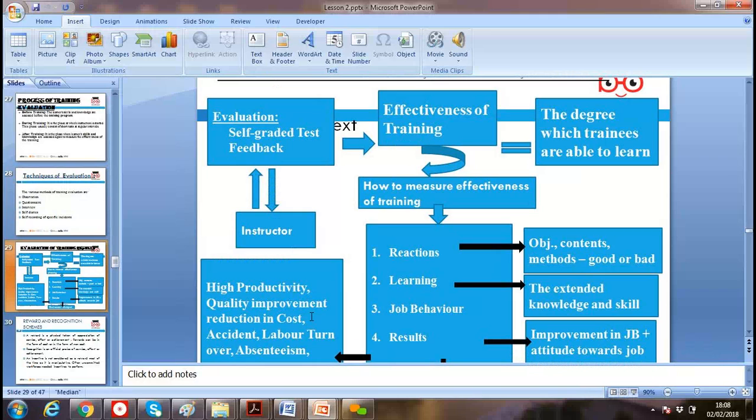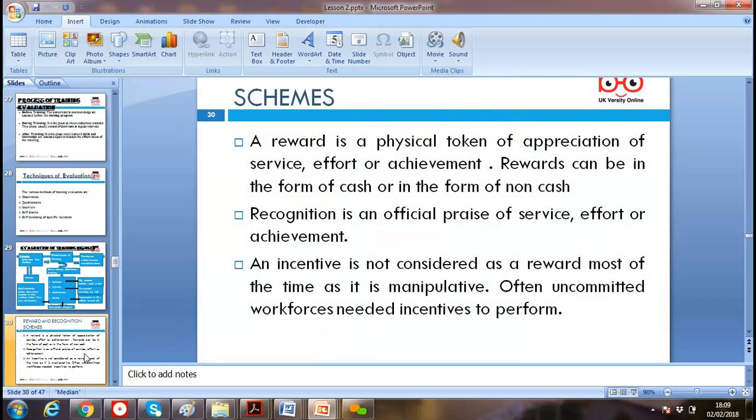Productivity, quality improvement, reduction in cost, accidents, labor turnover, all these we can use to measure the actions, learning, job behavior, results, what has happened with it in the overall organization. Like slip and trip health and safety training, it should reduce incidents, how people record it. So we need to look around.